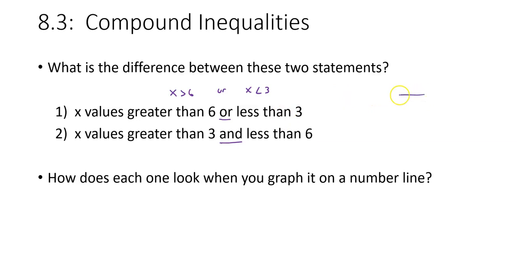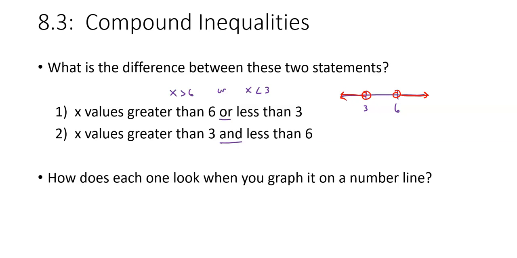So if I were to look at these values on a number line, like let's say here's 3 and here's 6, x values greater than 6 would mean anything from 6 to the right. So greater than 6 from here to the right. Or less than 3. 3 and anything to the left, including negative numbers. So everything except for those values between 3 and 6.